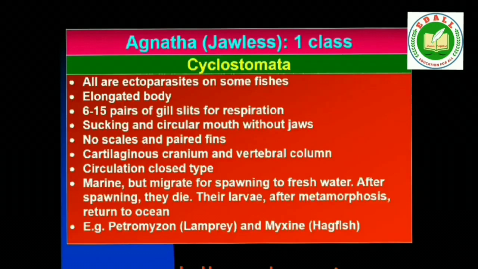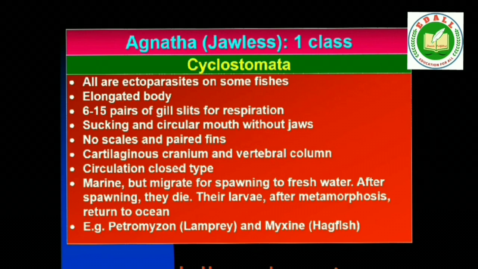First discuss class Cyclostomata. All living members of the class Cyclostomata are ectoparasites on some fishes. They have an elongated body bearing 6-15 pairs of gill slits for respiration. Cyclostomes have a sucking and circular mouth without jaws.